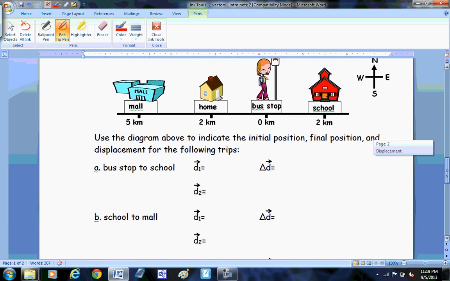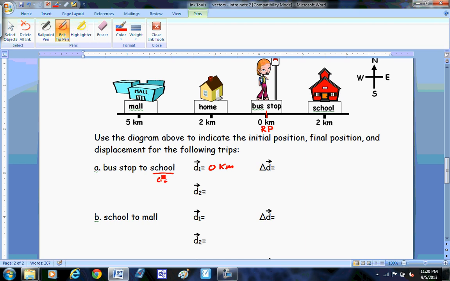Let's look at a couple of other examples involving these, just to further clarify. In this situation, I've got this student. She's at the bus stop, and it's at 0. So I know that's going to be my reference point. I've got my school, I've got home, and I've got the mall. What we want to do now is make note of the positions. We're going to have our initial position and our final position. When I go from the bus stop to the school, I'm starting over here. So my initial position is 0. I'm right at the reference point. I don't have a direction if I'm at the reference point. I end up at school. This is going to be my second position.